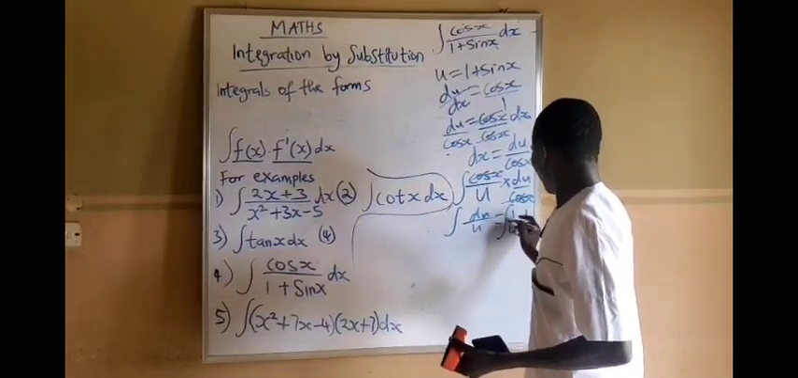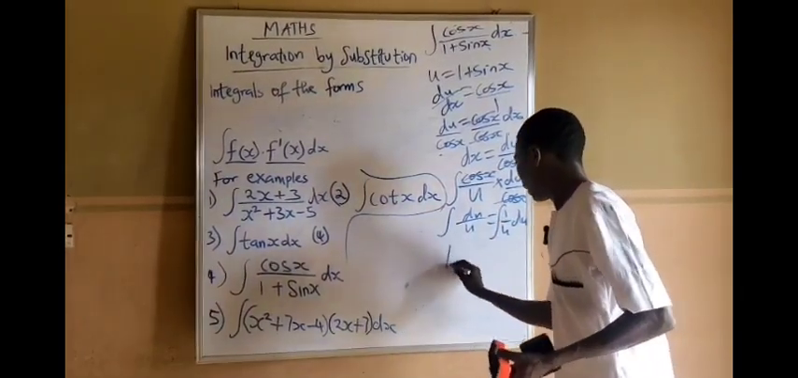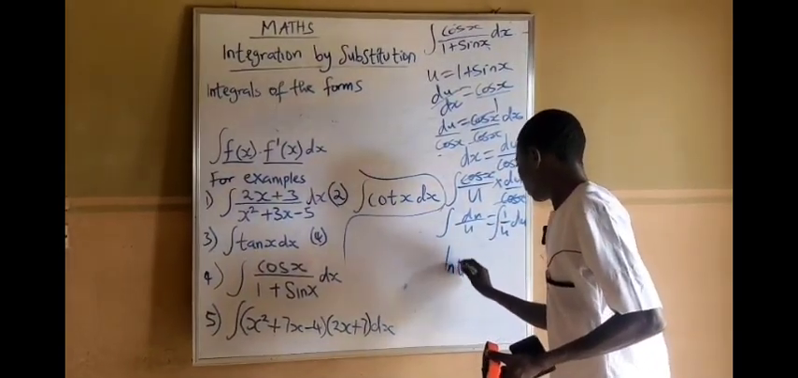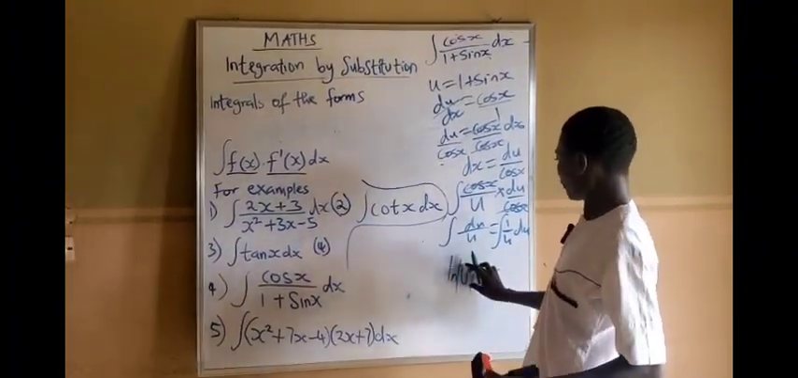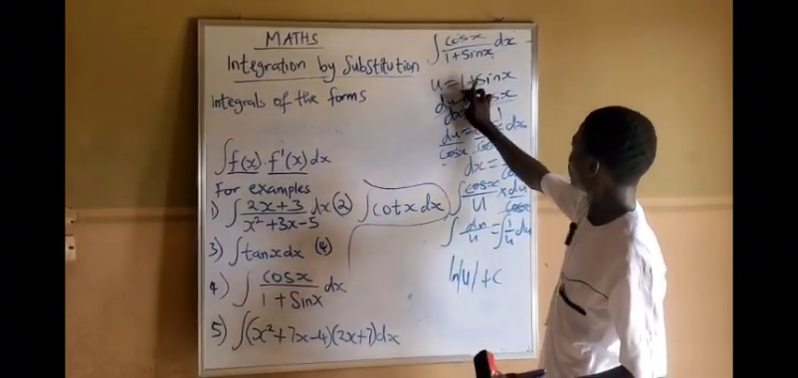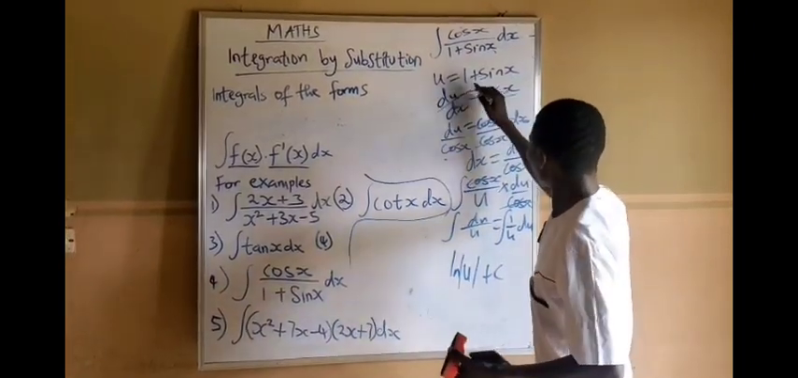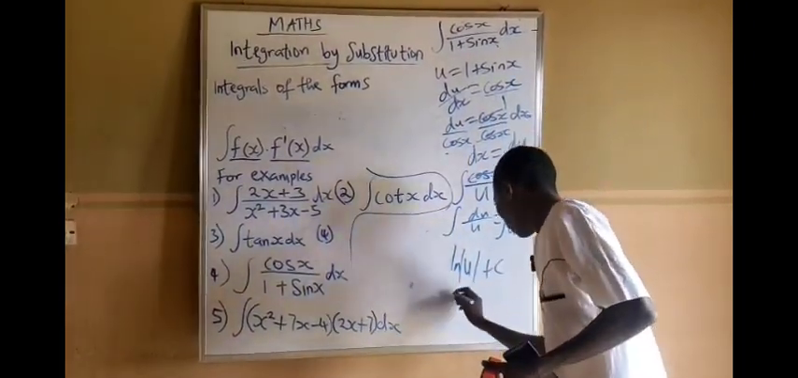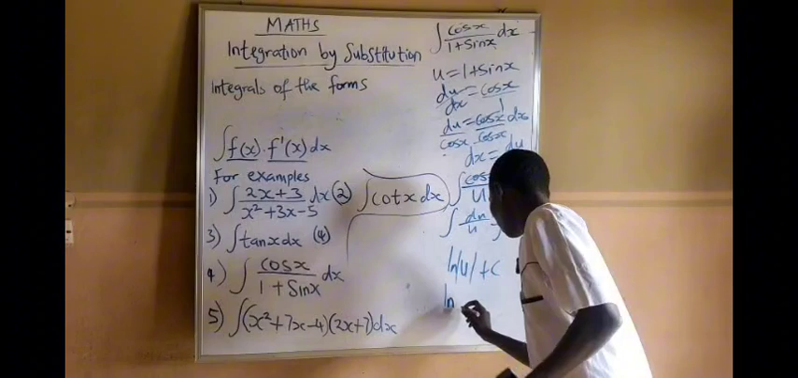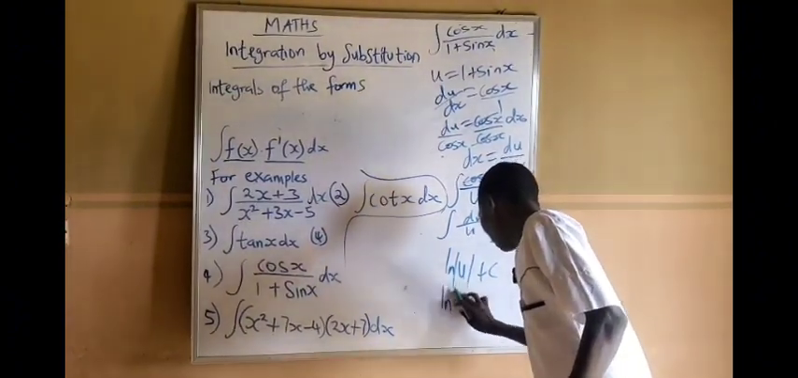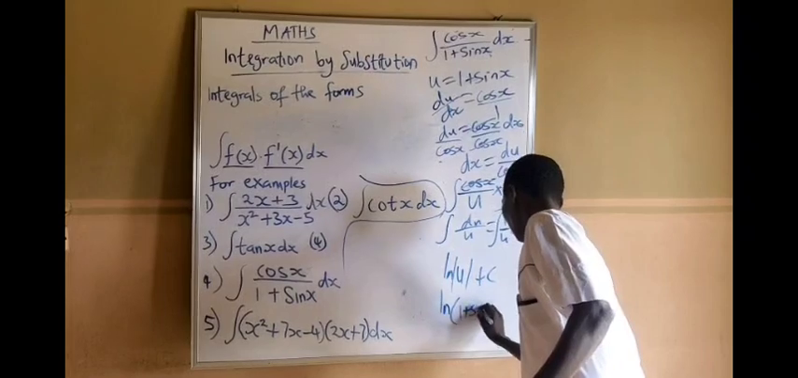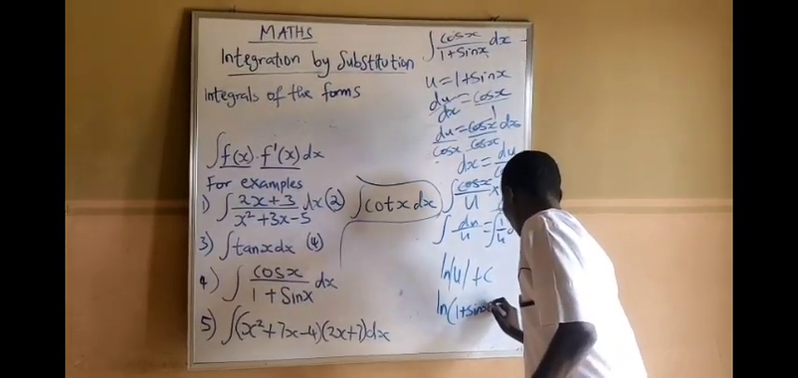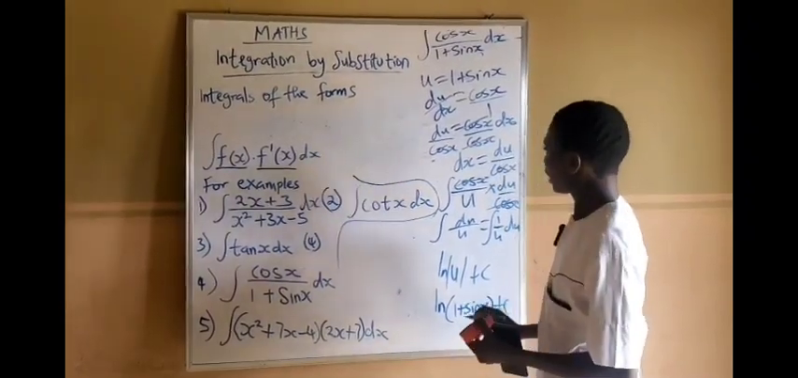So if you take the ln of 1 over u, it will give you ln u plus c. So if you substitute the value of u, because the value of u is what? Is this. So let's substitute 1 plus sine x into the value of u. We have ln, you can open brackets here, ln of 1 plus sine x plus c. That is our final answer.